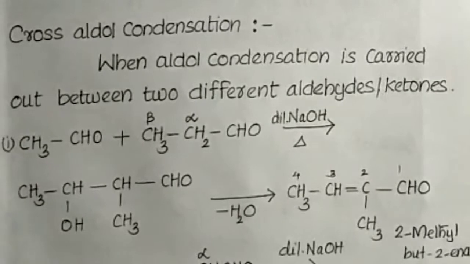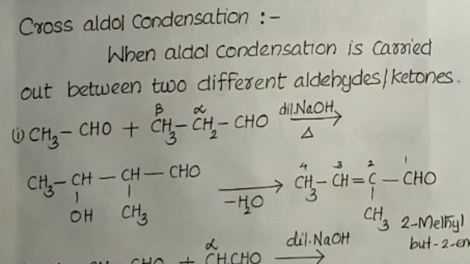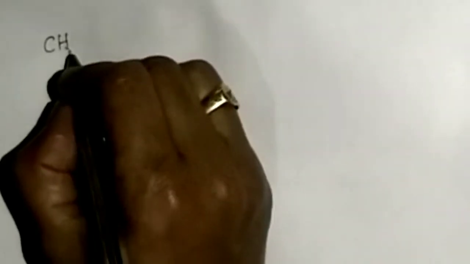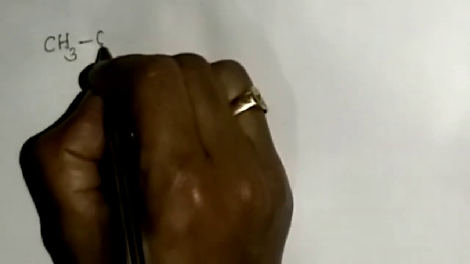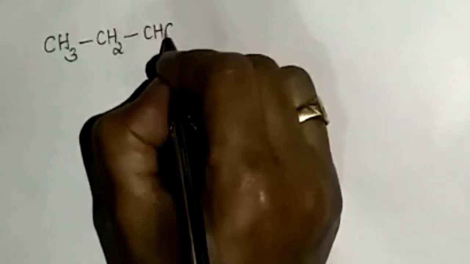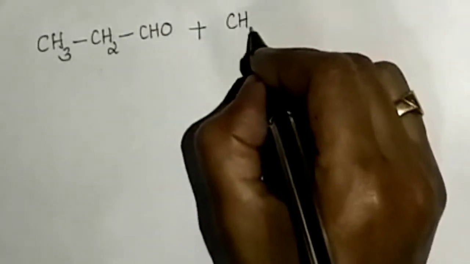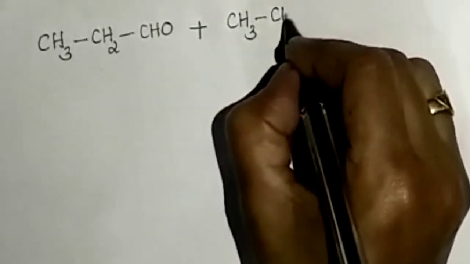Next one is cross aldol condensation. Now we discussed two same types of aldehydes, ethanal plus ethanal. If it is different types of aldehydes or ketones, then it is known as cross aldol condensation. So we take an example: CH3CH2CHO plus, not the same one, CH3CHO.